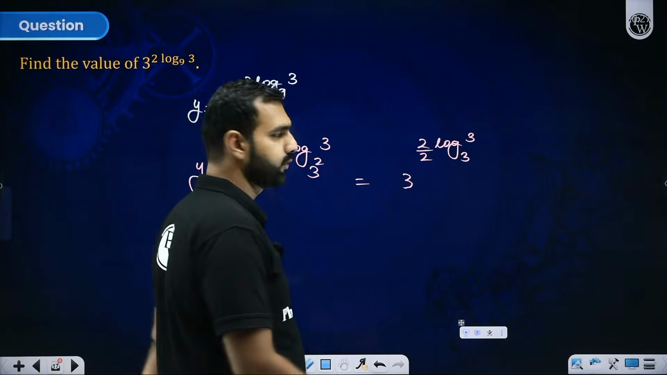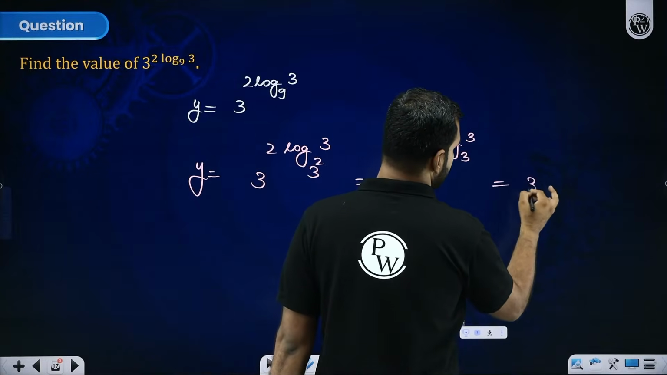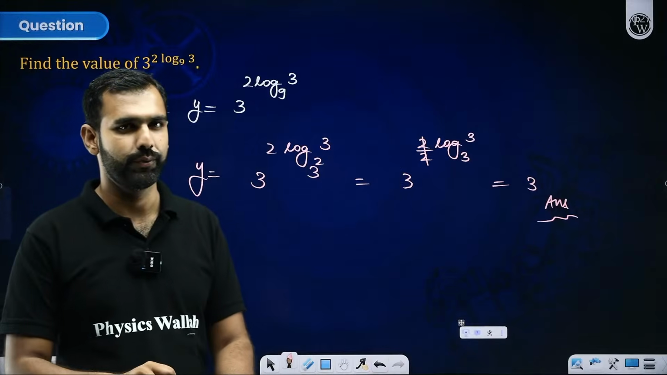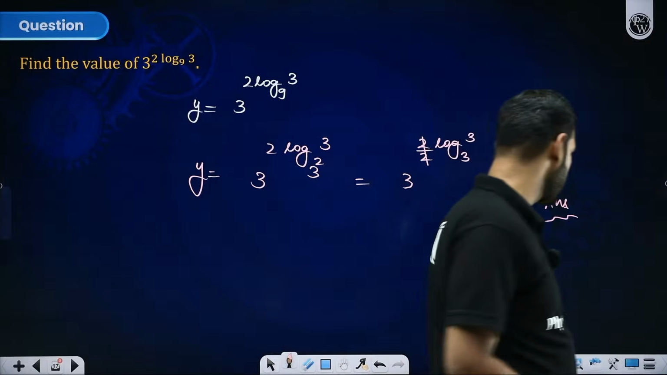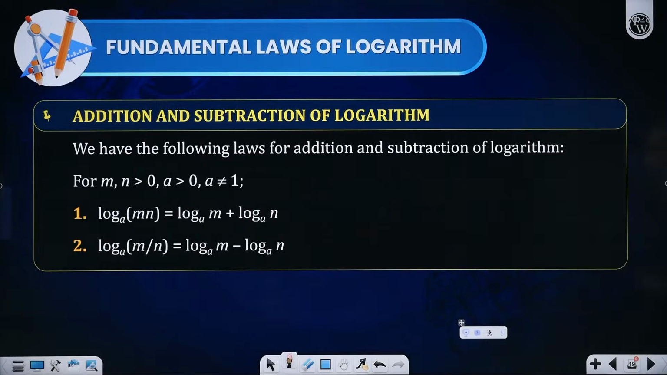2 by 2 is 1. So that gets cancelled. Log 3 base 3 is 1. So it is 3 to the power 1 and the answer is 3. How many of you cracked it? How many of you understood it? How many of you were able to think like this? If you have any other approaches or ideas, do tell me. I'll be really happy seeing those approaches.